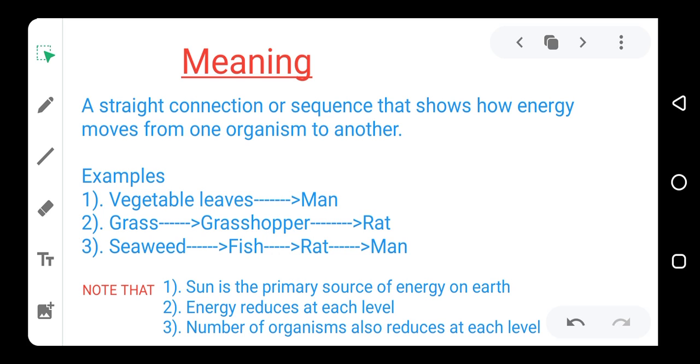Of course, you know that energy comes from eating food. There is a relationship or connection between organisms that helps these organisms to transfer energy from one organism to another organism. When this occurs in a straight sequence, we call it a food chain.